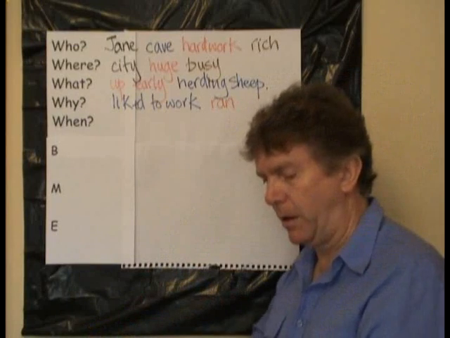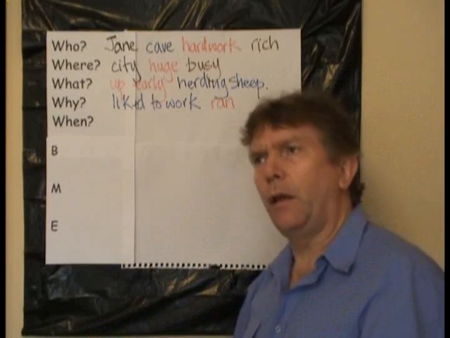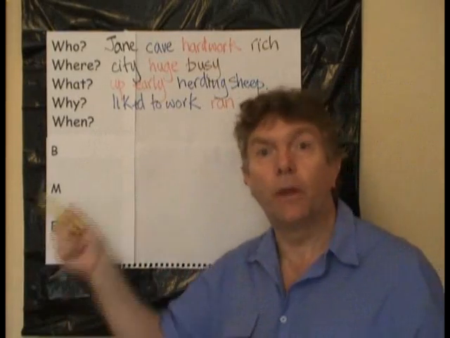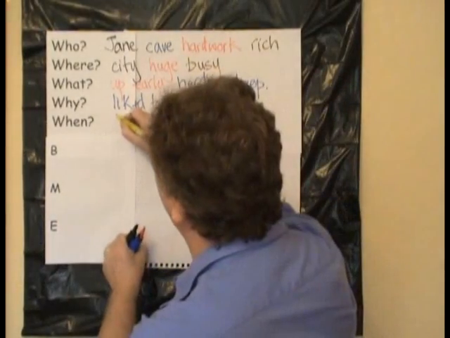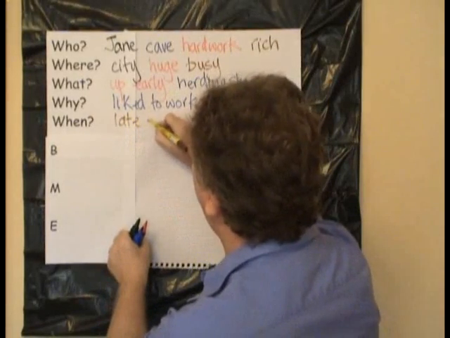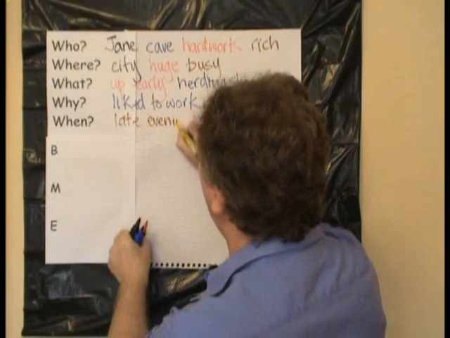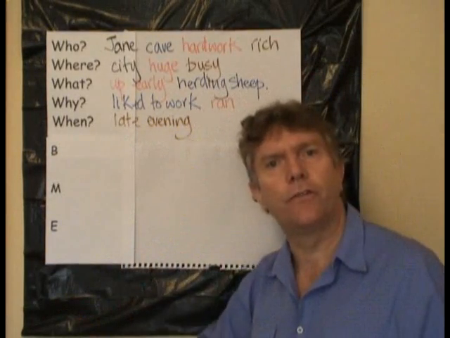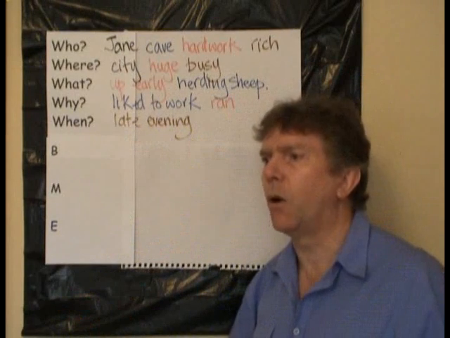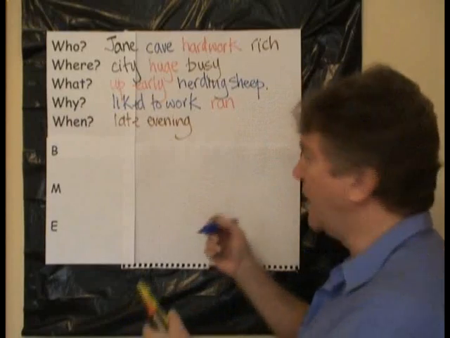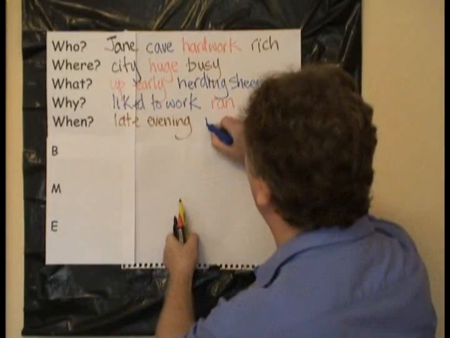And when did it happen? Well, in Jack and the Beanstalk, it usually starts early in the morning. So we'll say it was late in the evening that she went out. She liked to work, late evening, and you know, I've got to say I've read several versions of Jack and the Beanstalk, and there's not one of them that mentions unpleasant weather. So let's say that it was raining.